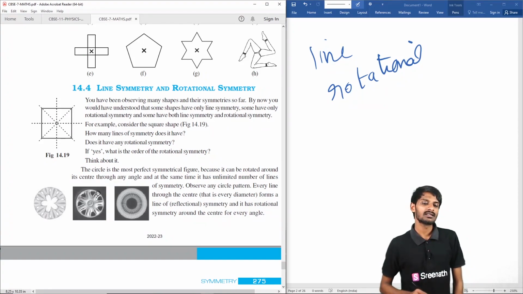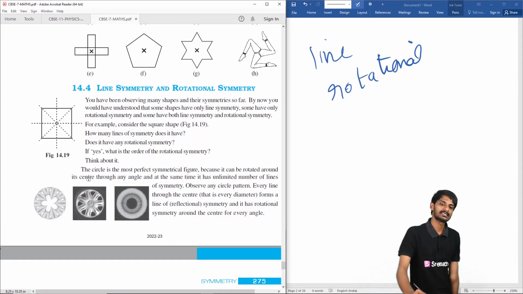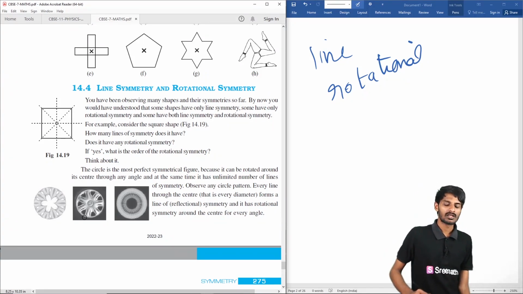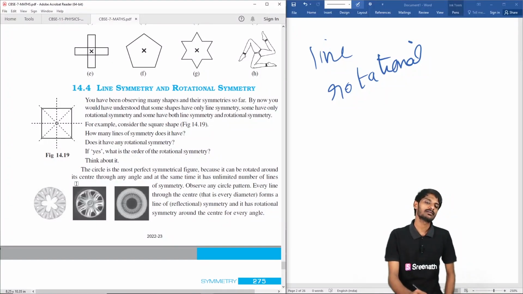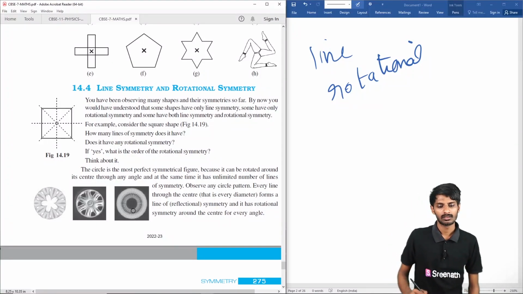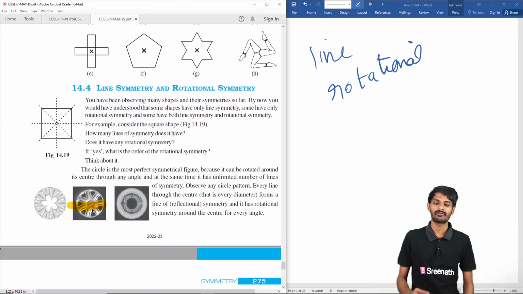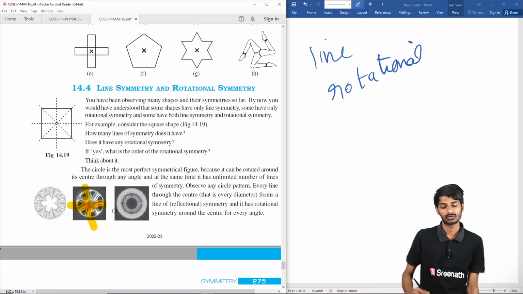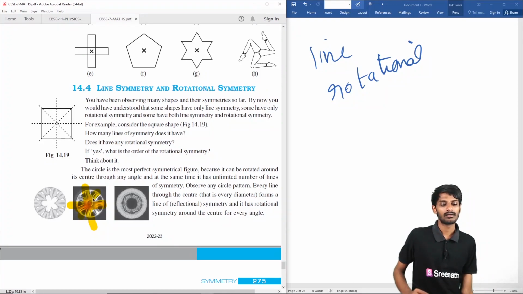Suppose you look at this, it is the tire. Does it have line symmetry, students? By seeing it you may think that it has line symmetry. Of course, some little line symmetry you may think of. Yes, it has line symmetry along this axis. Here also it has 3, here also it has 3. So it has line symmetry, so many line symmetries along every line.